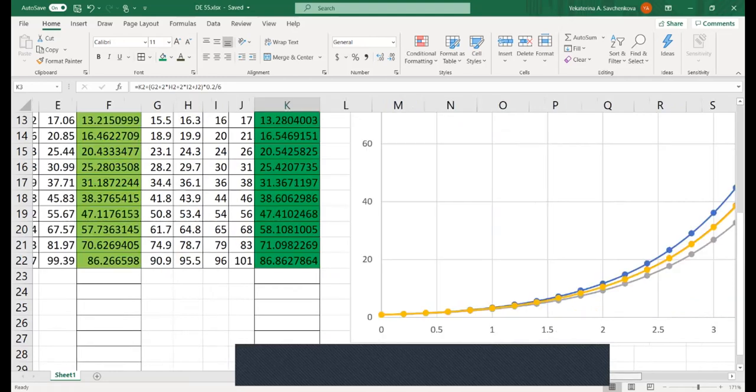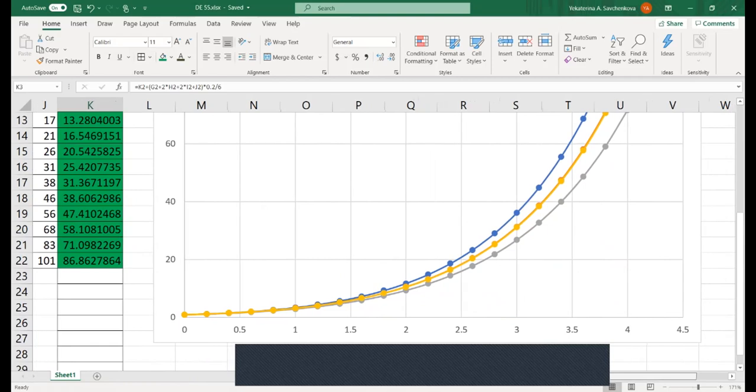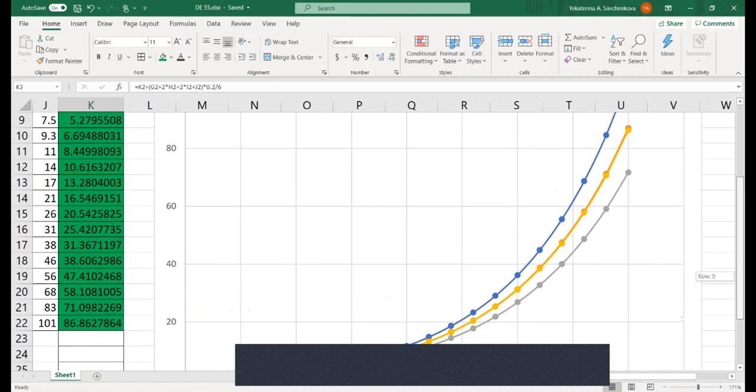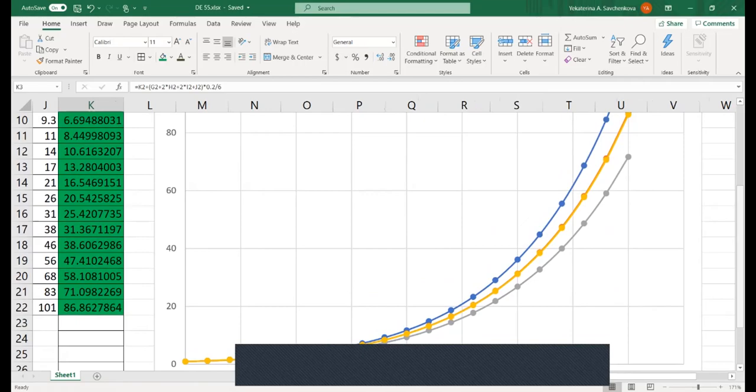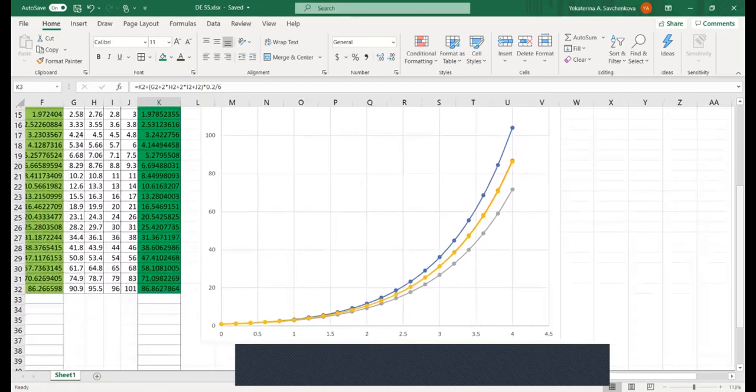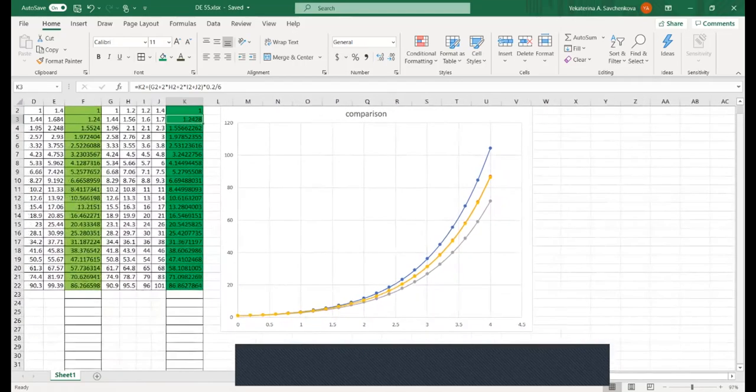Now, let me show you the graphs. I'm going to make it smaller, sorry. On the graphs, we have a comparison. The blue graph, the top one, is the exact solution. The bottom one is Euler's method. And the two middle ones, you probably cannot see that there are two, but there are two of them, are going to be improved Euler and improved Taylor.